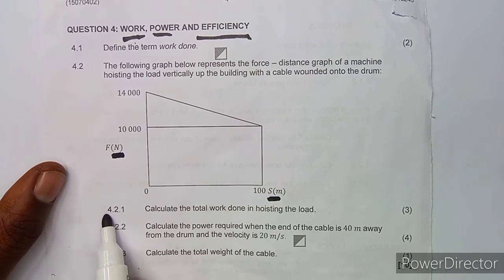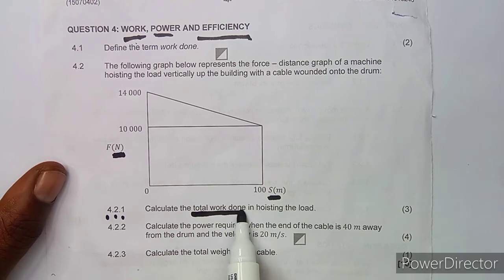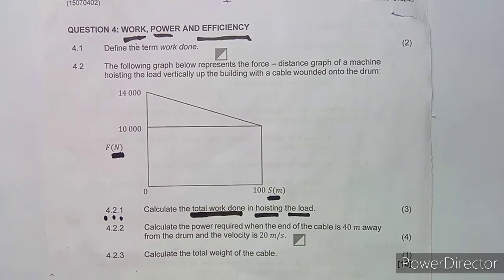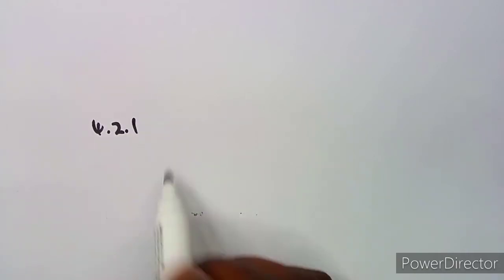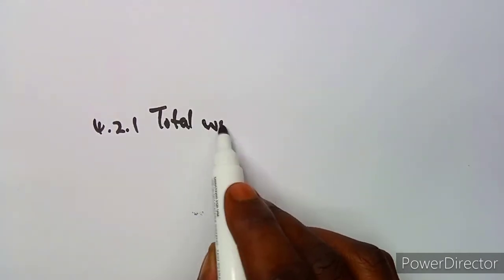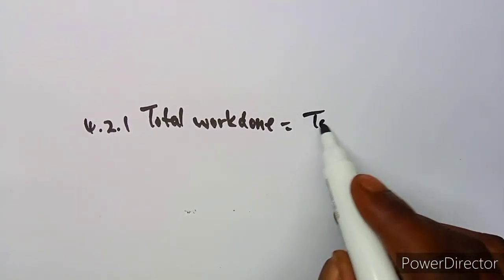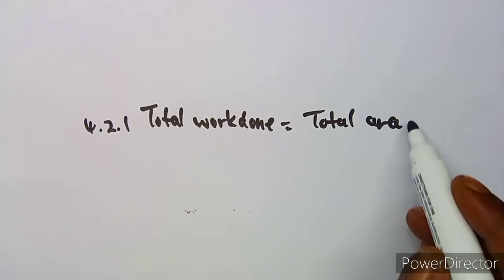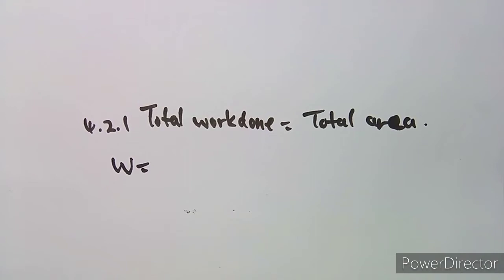Then the first question, 4.2.1, is to calculate the total work done in hoisting the load. We know that the total work done is equivalent to the area. So what is the total area in this case? Let's cross check here.